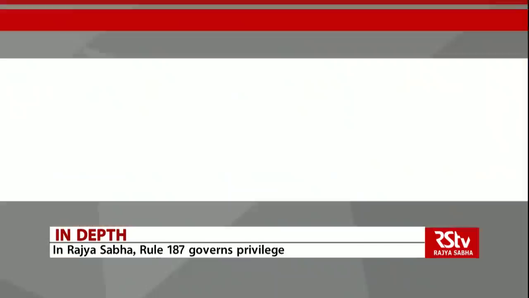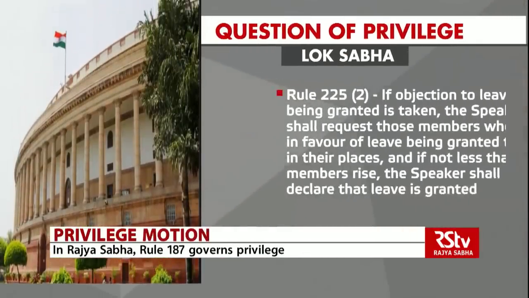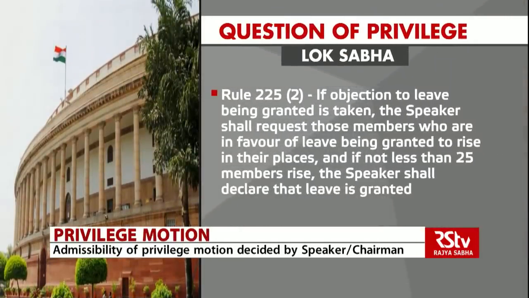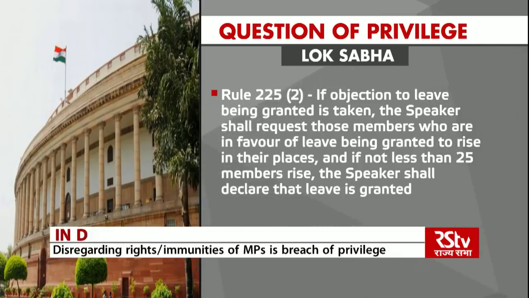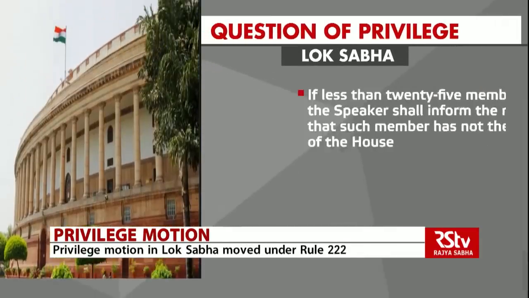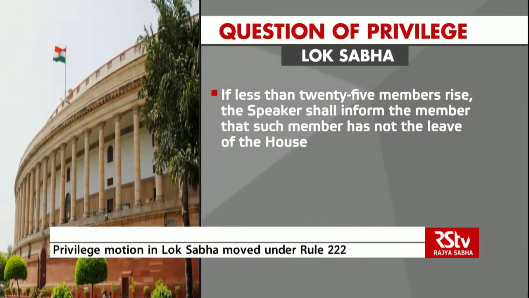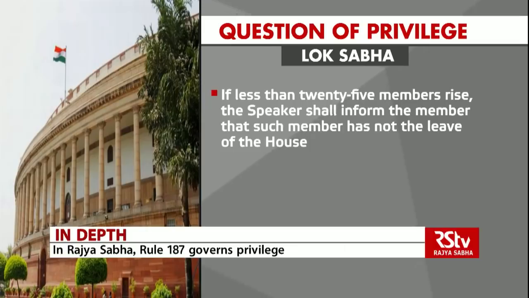Separate committees are there. Under Rule 225(2), if objection to leave being granted is taken, the Speaker shall request those members who are in favour of leave being granted to rise in their places. If not less than 25 members rise accordingly, the Speaker shall declare that leave is granted. But if less than 25 members rise, the Speaker shall inform the member that such member has not the leave of the House.